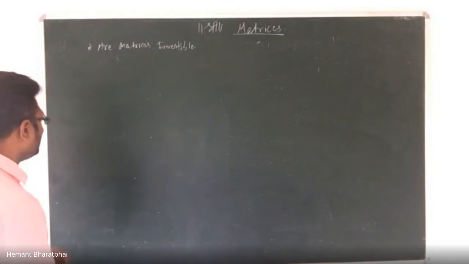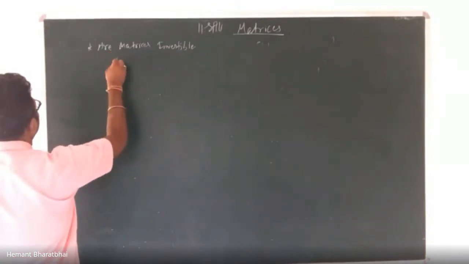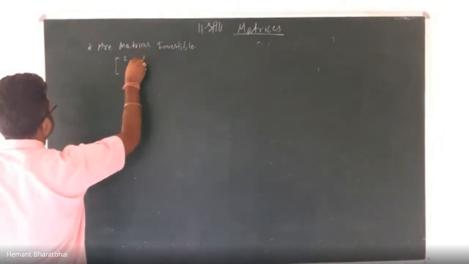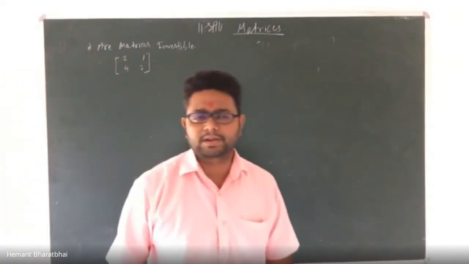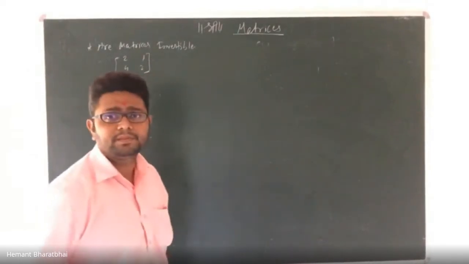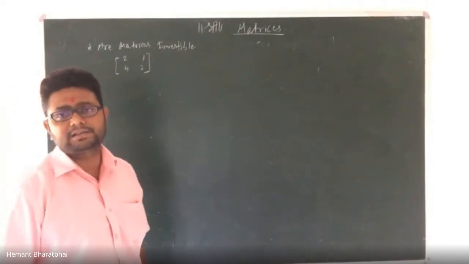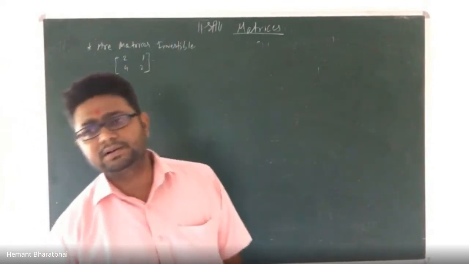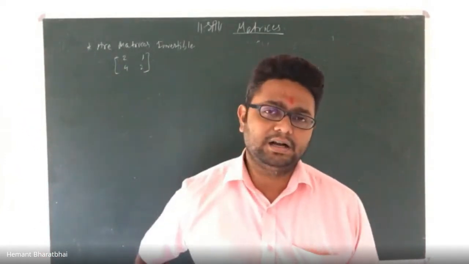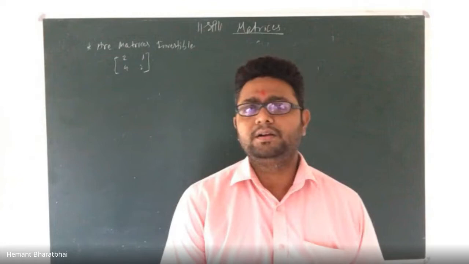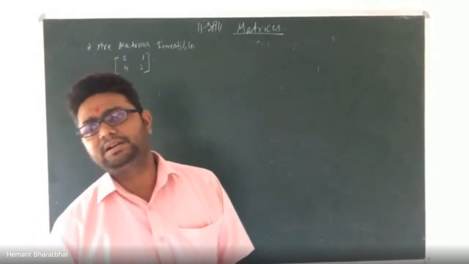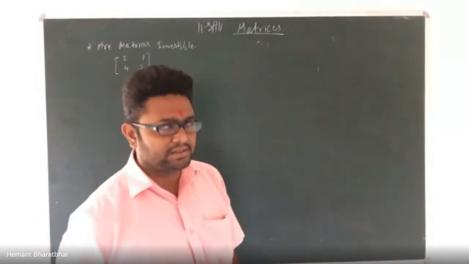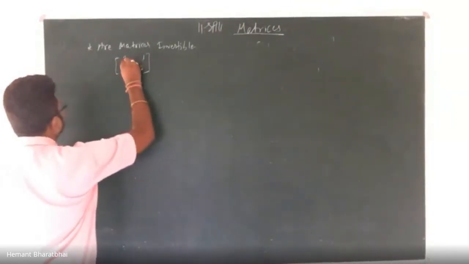Let's see one more very small topic. Are matrices invertible? So we are given one matrix, 2, 1, 4, 2, and is the matrix invertible, which means does the inverse of the matrix exist? How do you find out if the inverse exists? You have to find the determinant. If the determinant is non-zero, then the inverse exists. And if the determinant is 0, it does not exist. So let's find the determinant.